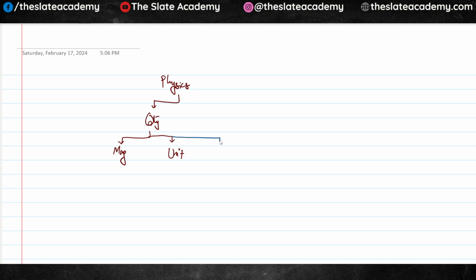I might need something else as well, which is direction. So if I need just the first two to express the quantity, then such a quantity is called a scalar quantity. And if I need magnitude, unit, as well as direction to express the quantity, then such a quantity is called a vector quantity. Right, sir? Are you following?